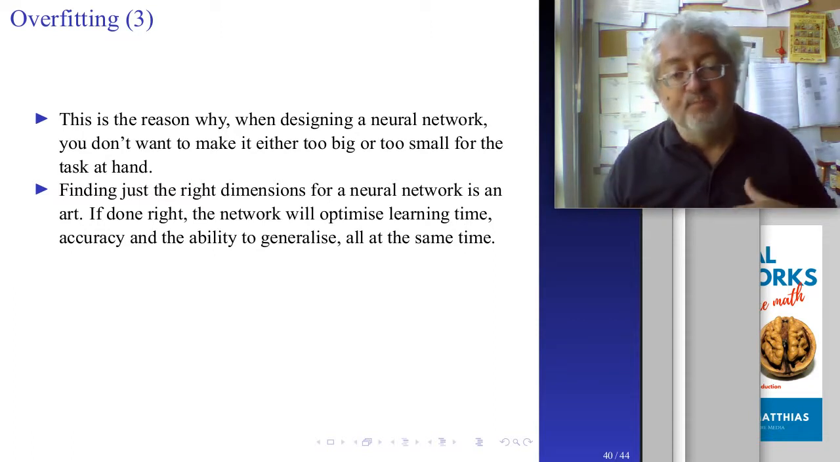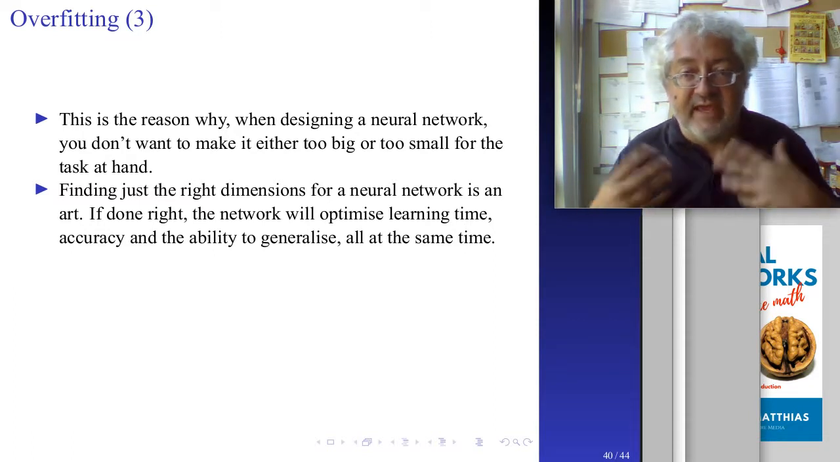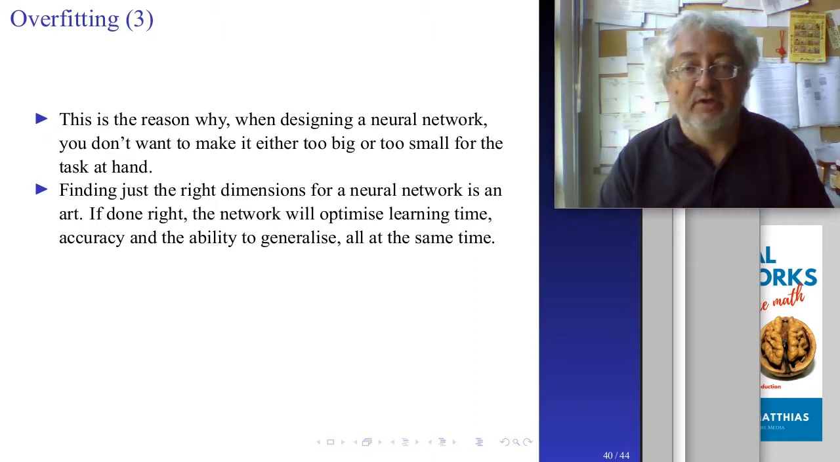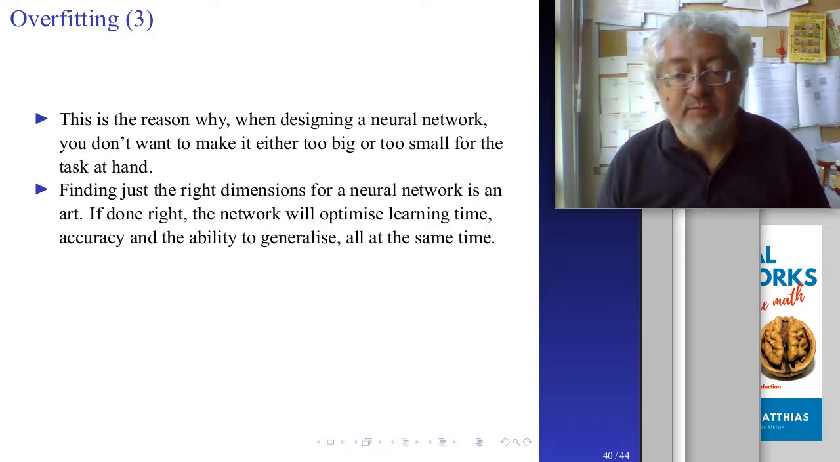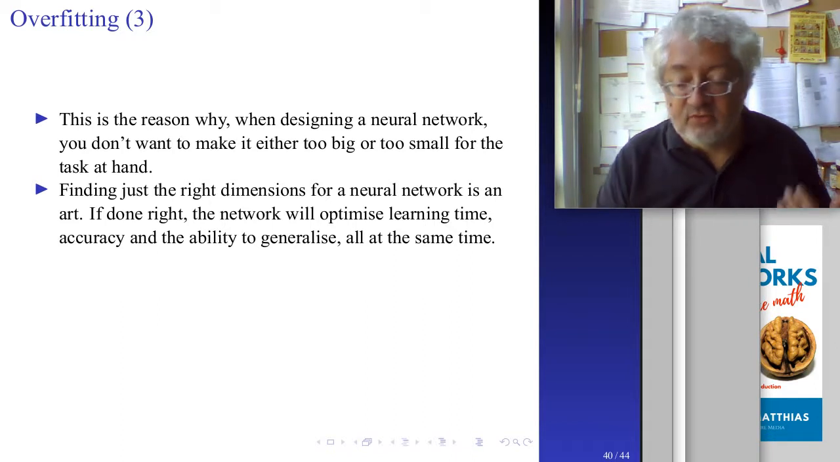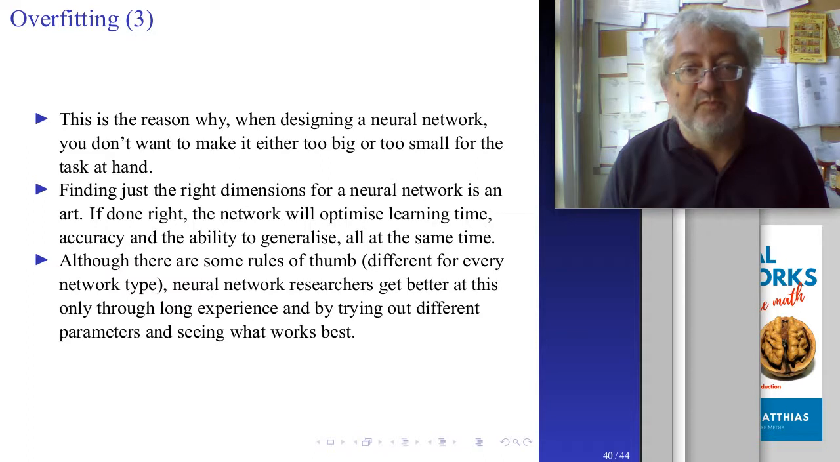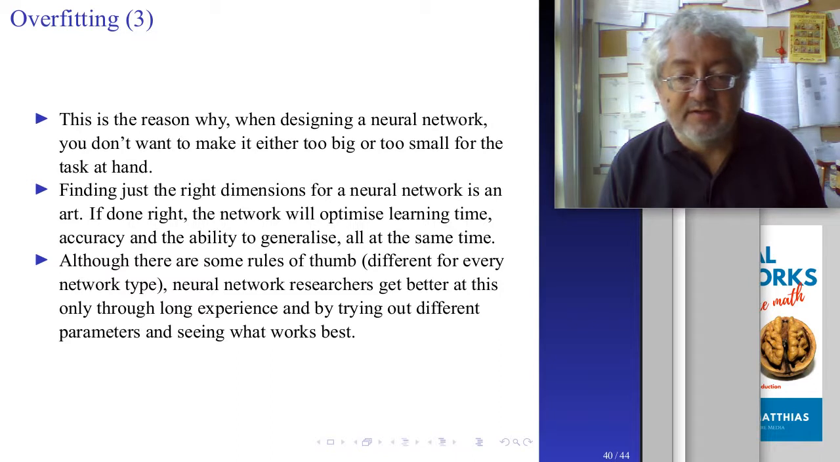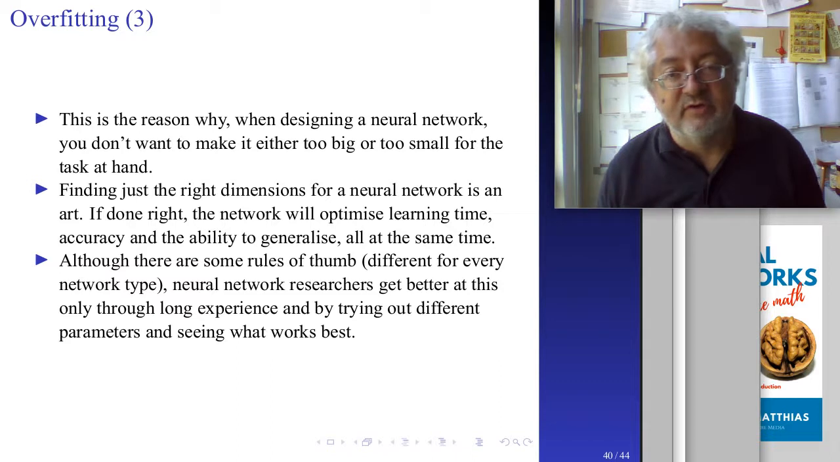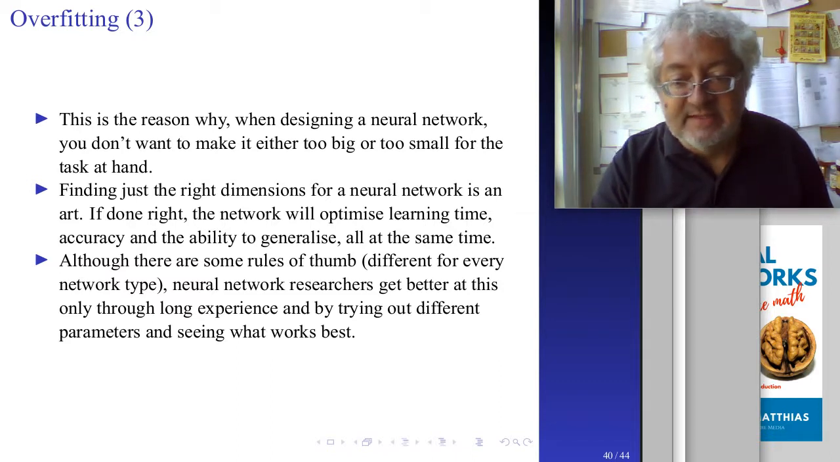This is why this is a skill that you get from working a lot with neural networks, and this is why AI experts are so well paid, because they know how to do this, right? If you do this right, the network will optimize learning time, accuracy, and the ability to generalize all at the same time. If you do it wrong, you end up either with a network that doesn't generalize or with a network that doesn't distinguish all the features. So there are some rules of thumb about this, but researchers get better at this only through long experience and by trying out different parameters and seeing what works best.